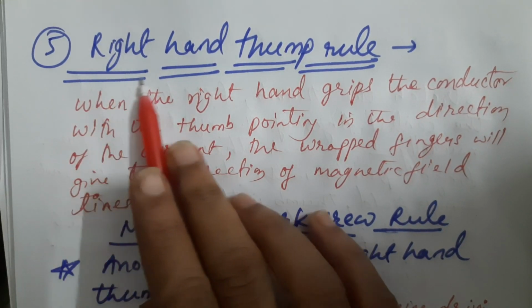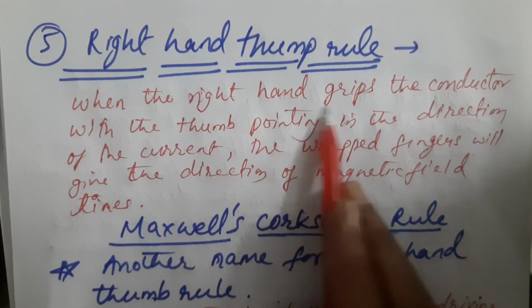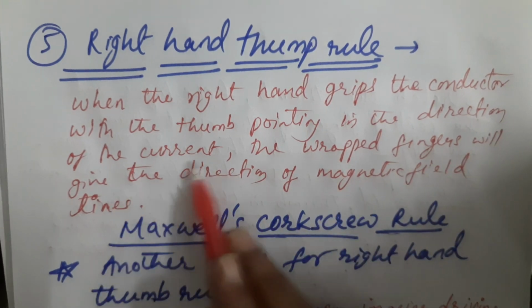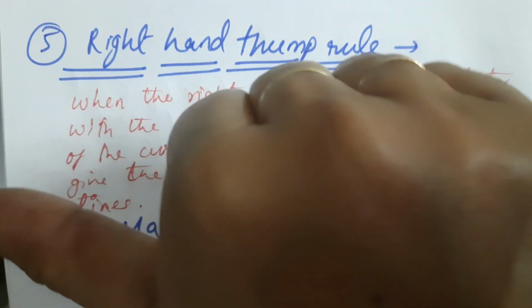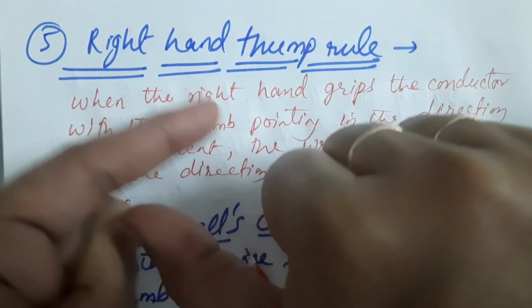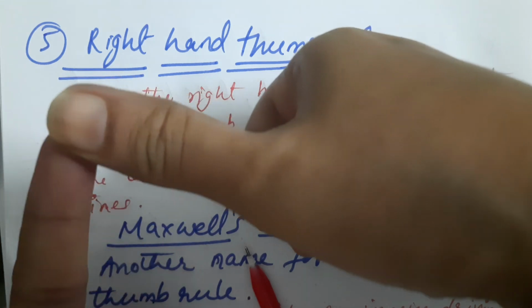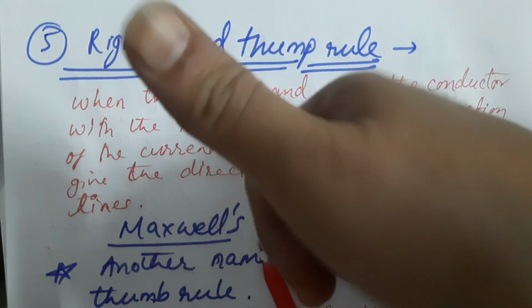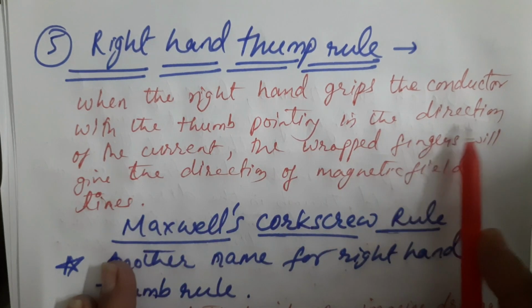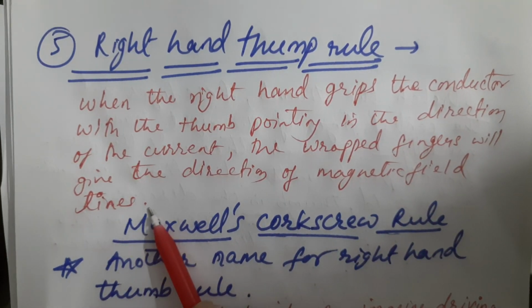Next one is the right hand thumb rule. This is from the magnetism chapter. When the right hand grips the conductor with the thumb pointing in the direction of the current. So we need to hold the conductor in our right hand such that our thumb gives the direction of the current. Then the wrapped fingers will give the direction of the magnetic field lines. So here the thumb is representing current and the fingers are giving the magnetic field. So the law: when the right hand grips the conductor with the thumb pointing in the direction of the current, the wrapped fingers will give the direction of the magnetic field lines.